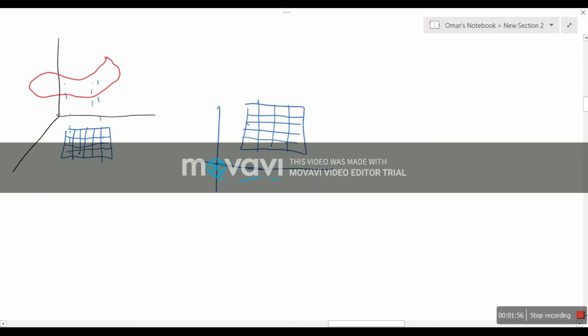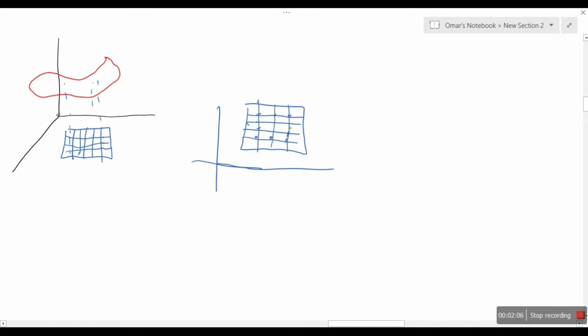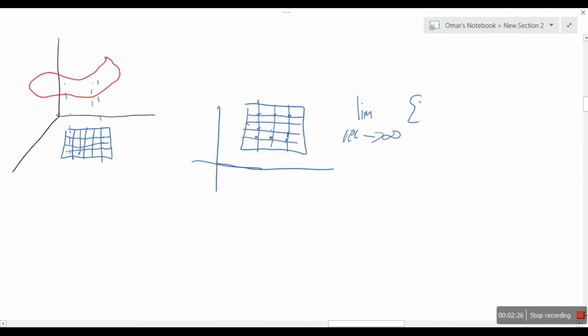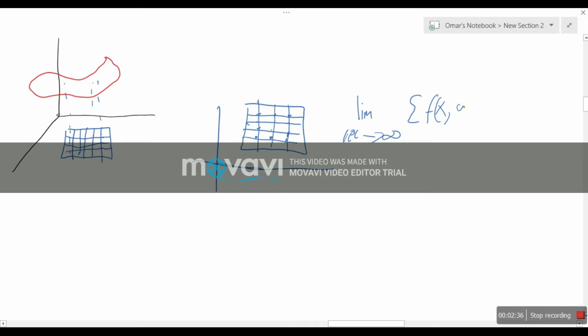And we're going to find those points, and we're going to use the formula: the limit as the number of rectangles goes to infinity of the sum of the total length times the change of area.